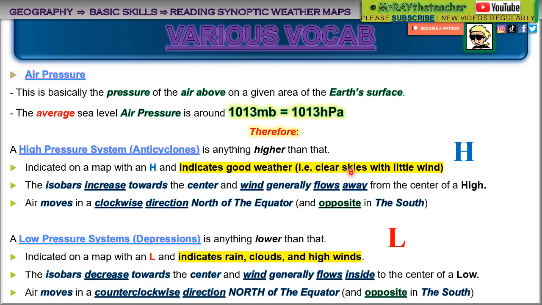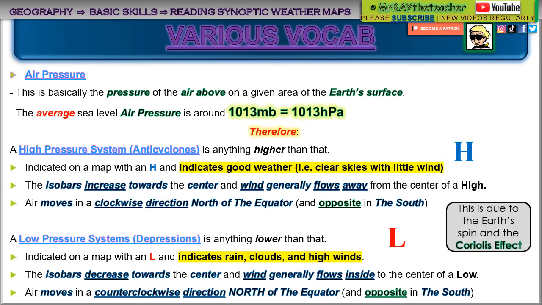For those of you south of the equator, it moves clockwise. Again, anticyclones, anti-clockwise for the southern hemisphere. That's anyone south of the equator. And if you didn't know, the equator is the line in the middle of the globe. And this is due to the Earth's spin and the Coriolis effect.